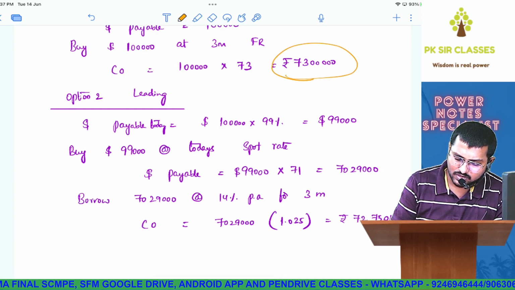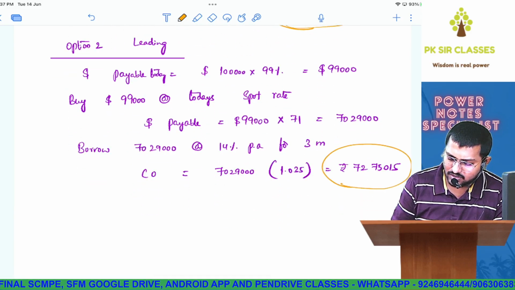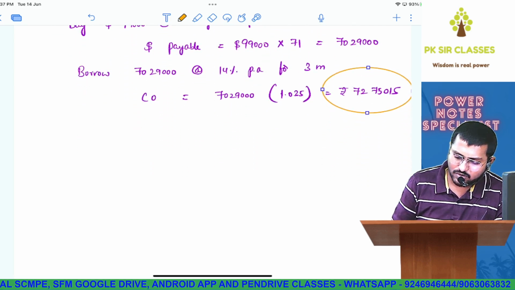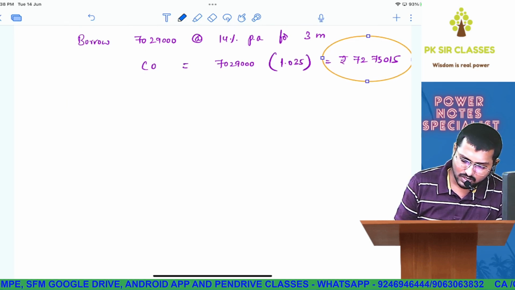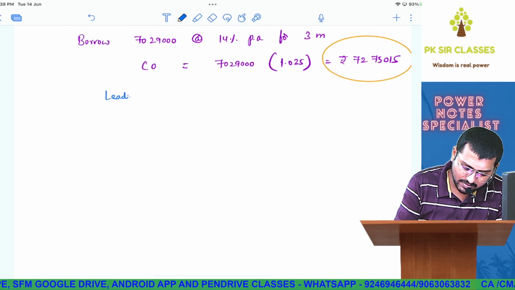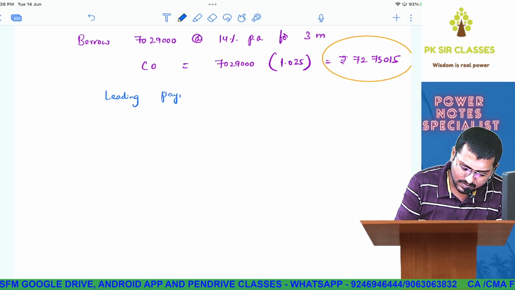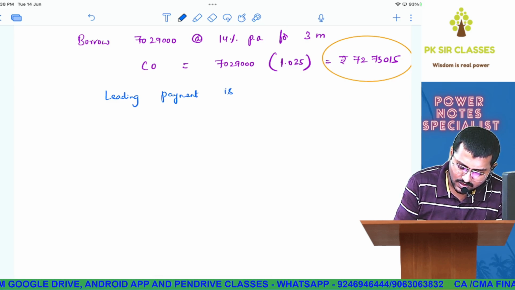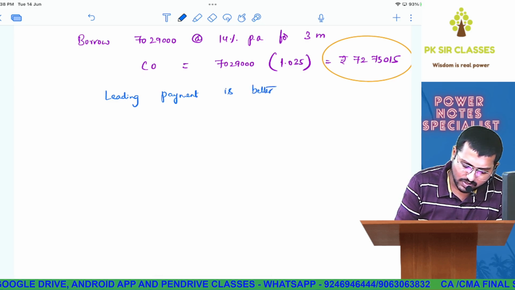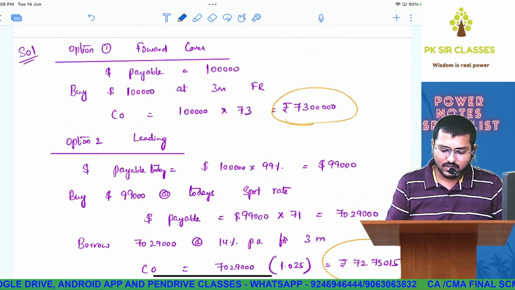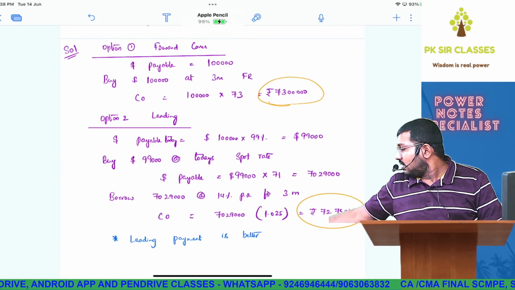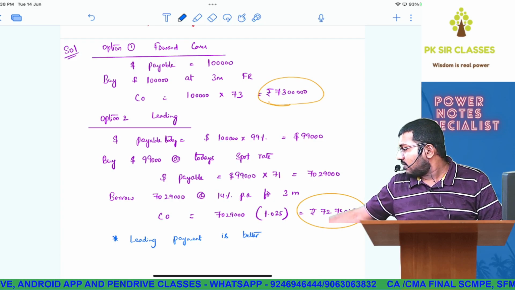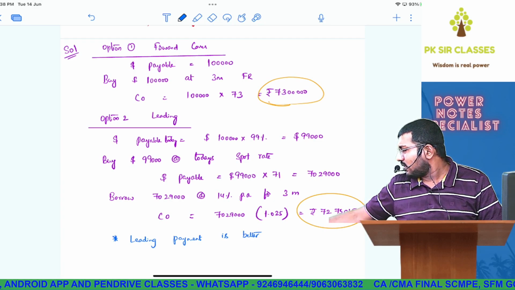Which is better? 73 lakhs outflow is better or 72 lakh outflow is better? 72 lakh 75,000 is better. So payment through leading is better. Got it? Examples are for our practice, okay? So it's going to be simple only, basically. Got the point?